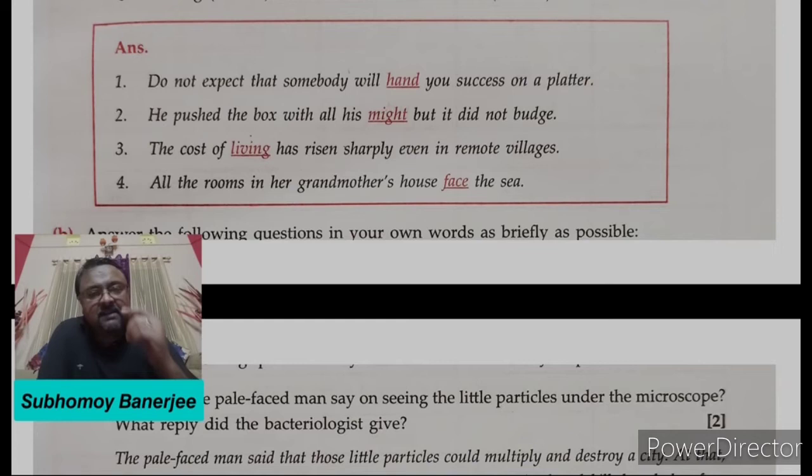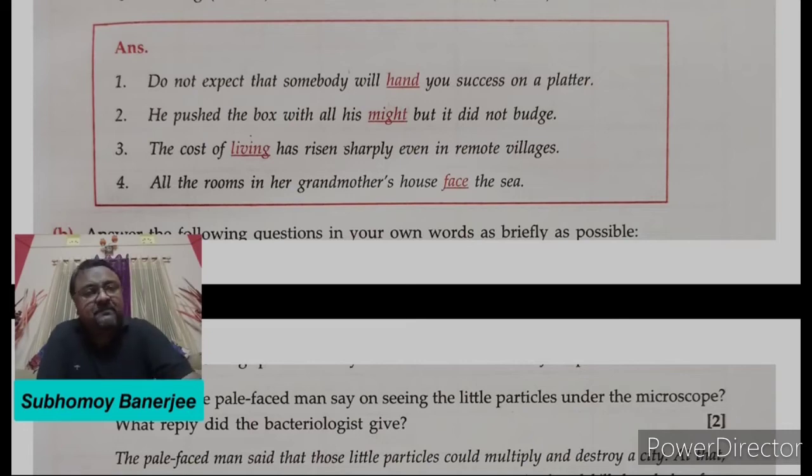So in this way, you have to make the sentences maintaining 3 conditions: use it in a different meaning, and write minimum 10 words per sentence. The sentence should be grammatically right for that also, otherwise you will lose marks. And then the word form should not change. If it is given as hand, it should be hand, not handling. If it's given as might, it has to be used as might.